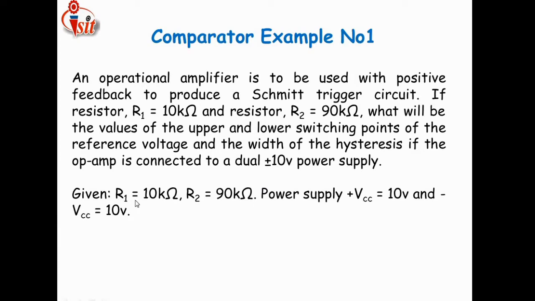That means here the R1 value is given, the R2 value is given, and the power supply values, that is the positive VCC and negative VCC, are given. They want the values of the upper trip point as well as the lower trip point, and the value of the hysteresis. These three quantities are required from the given data. First of all, observe the units given to the power supply or the resistances we are going to use for the calculation. Units for those quantities must be the same.